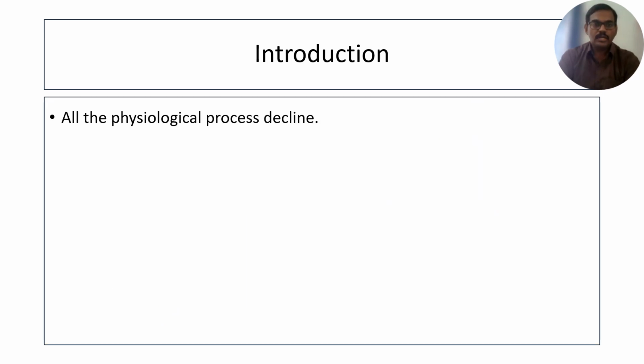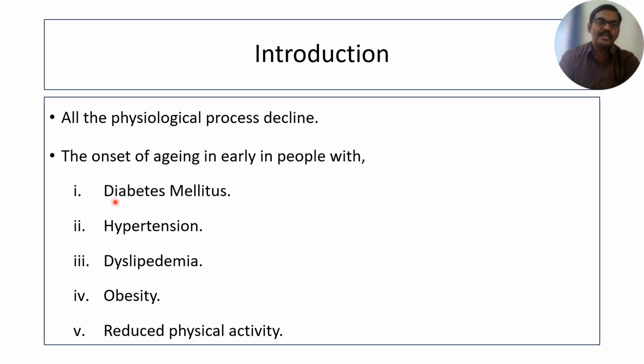As we get older, all the physiological processes decline. This decline in the physiological processes will differ between individuals, and the reason is environmental factors and genetic factors. People with diabetes mellitus, hypertension, dyslipidemia, obesity and reduced physical activity have been found to have early onset of aging. There are several theories which explain aging. We are going to see each of these theories one by one.